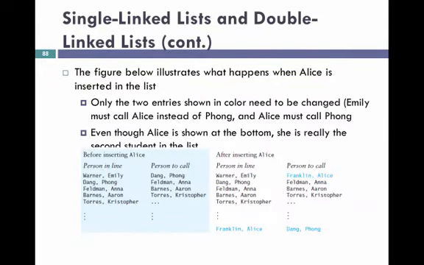Now here's a figure below that illustrates what happens when Alice is inserted in the list. So before we insert Alice, here's a person in line, and here's the person to call. So for instance, Emily knows that Fong is the next person in line, and Fong knows that Anna is the next in line, and so forth. So only the two entries shown in color need to be changed if Alice is inserted in the list.